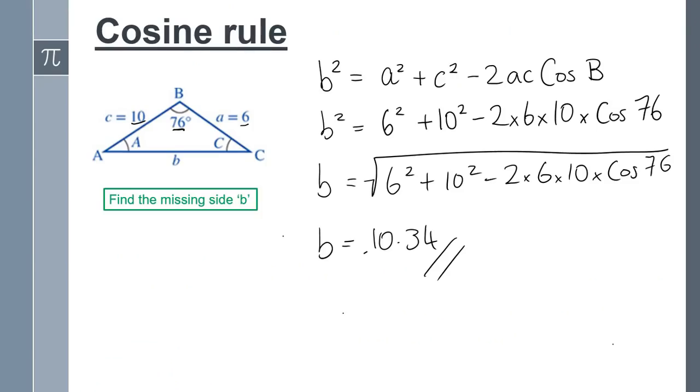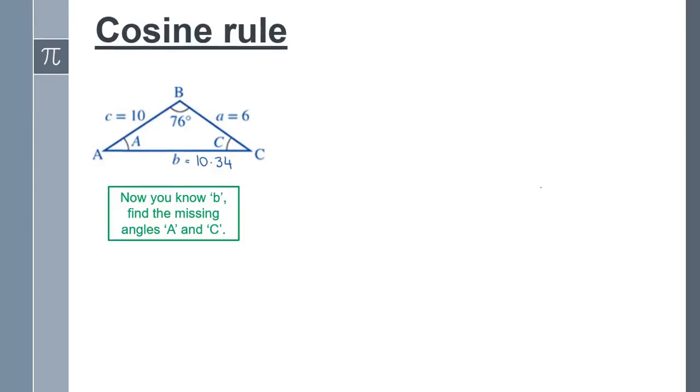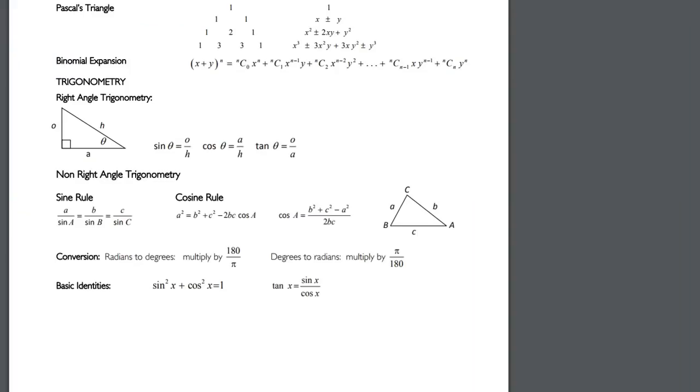So let's try another one very similar. Well, the same diagram. So we know B. Now they want us to find the missing angles A and C. So we could now do this with sine rule if we wanted to, because we have an opposing pair here and half a pair here. We're going to use the cosine rule just so you can have a look at it. So we're going to use a rearranged one, which I don't actually know off by heart.